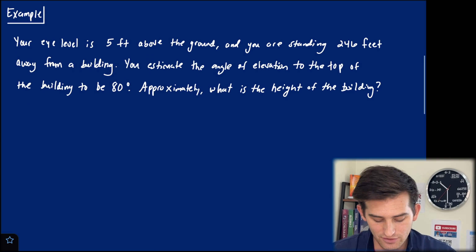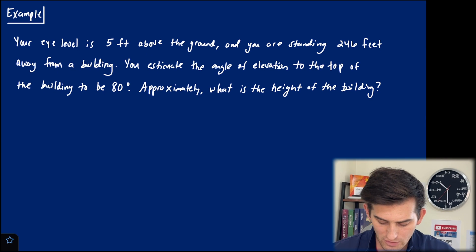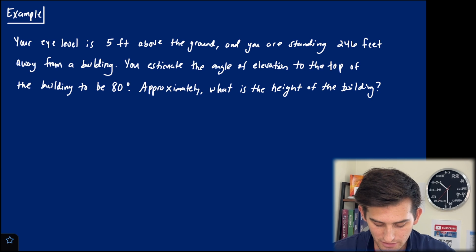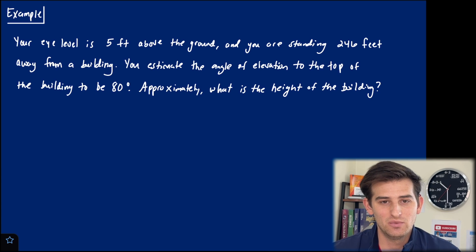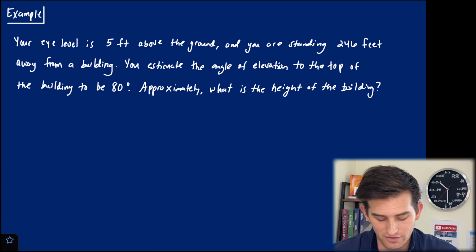It says that our eye level is 5 feet above the ground, and we are standing 246 feet away from a building. We estimate the angle of elevation to the top of the building to be 80 degrees. Approximately, what is the height of the building? I'm going to try and draw us a picture here. It's probably not going to be exactly to scale, but we can still use the information in the picture to help us solve the problem.